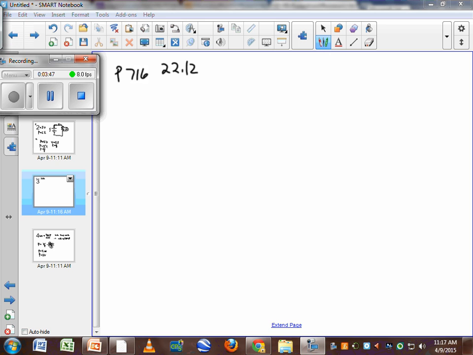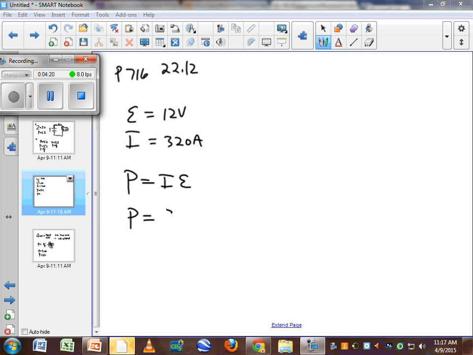This example is a nice simple example. It says a car battery has an EMF of 12 volts. So we'll write that down here. When a car starter motor is running, the battery current is 320 amps. So we write that down here, 320 amps. What power does the battery supply? That's simply power equals I times E, or I times V, whichever one. You just multiply those two numbers together, and you end up with 3,800. The units here are volt amps, but power is usually measured in watts. So instead of volt amps, we would do watts.